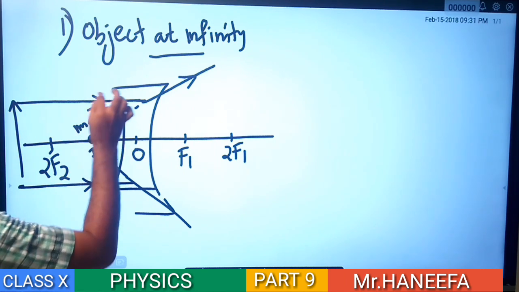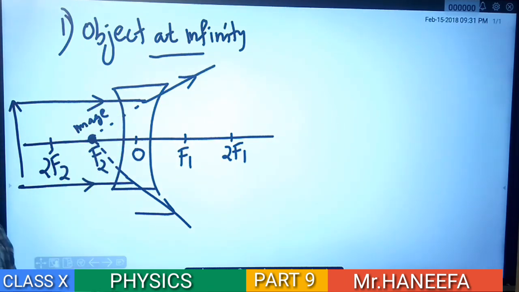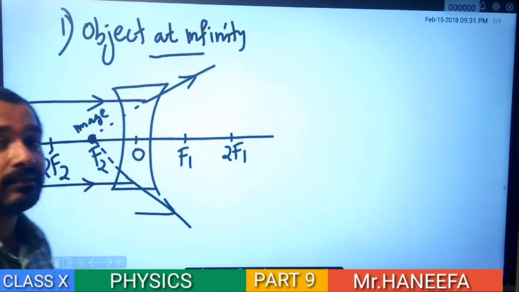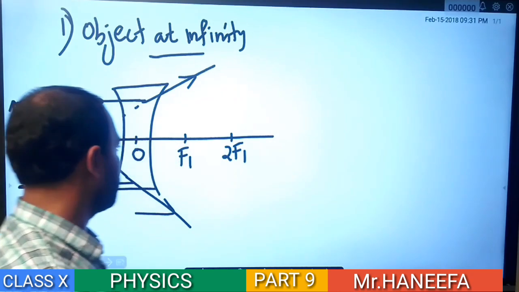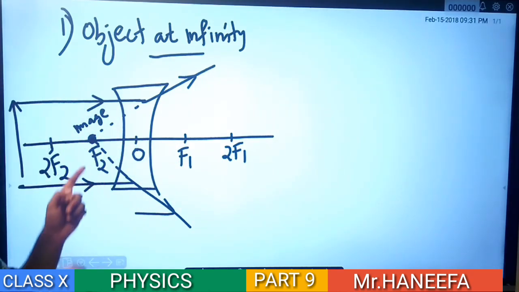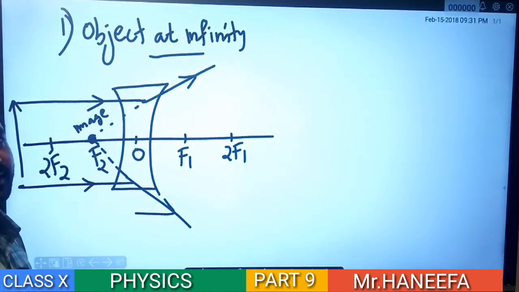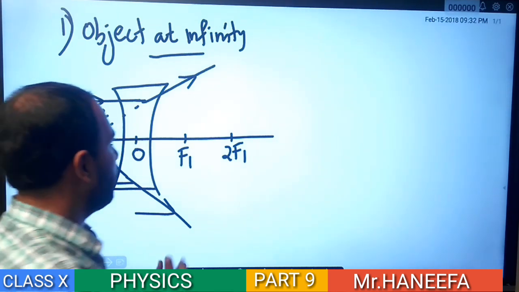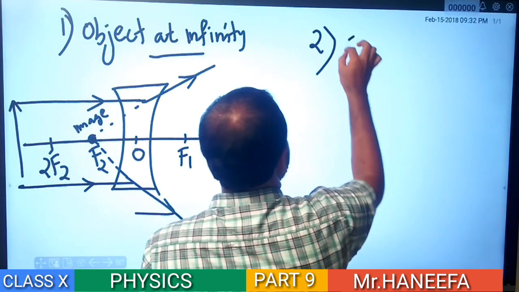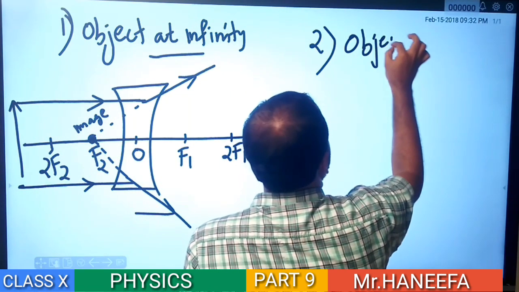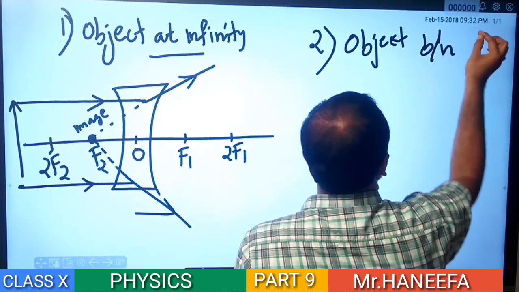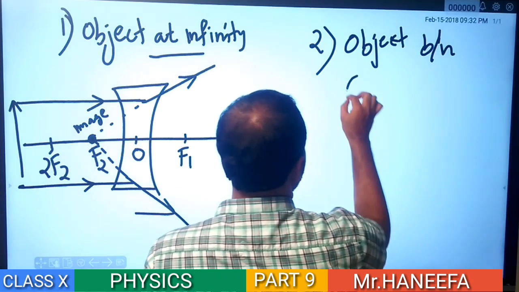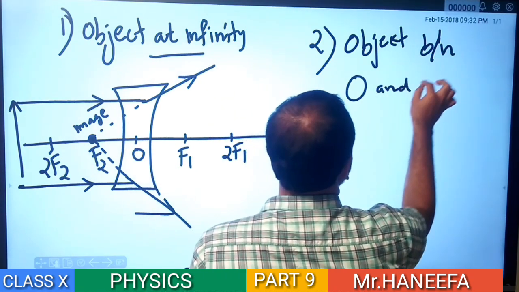So here the image is formed at the focus. When the object is placed at infinity, the image is formed at the focus. This image is highly diminished and point sized. It is virtual and erect. But in the second case, the object is placed between O and infinity.